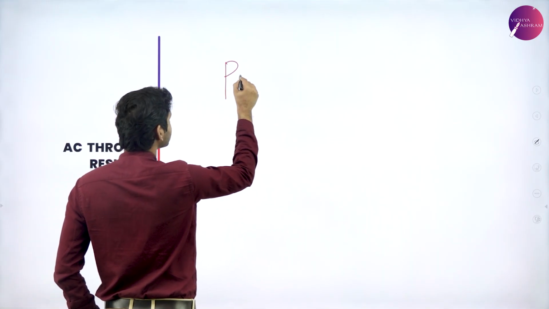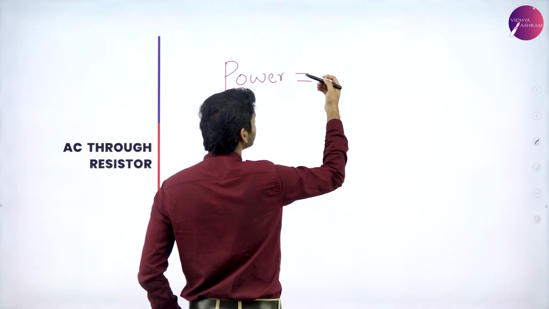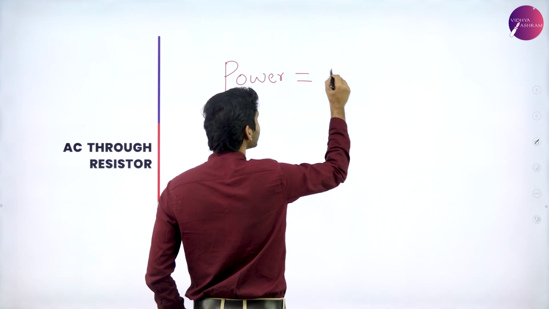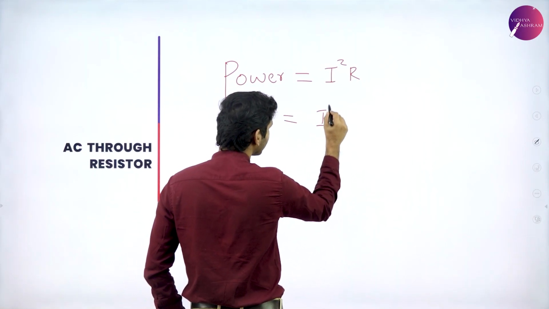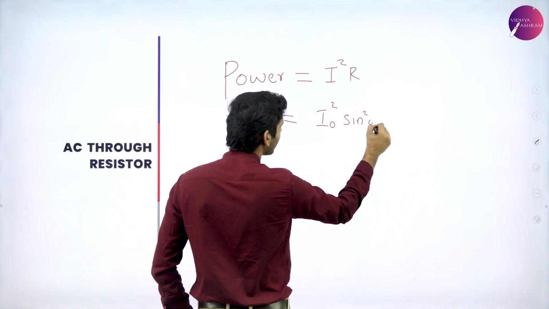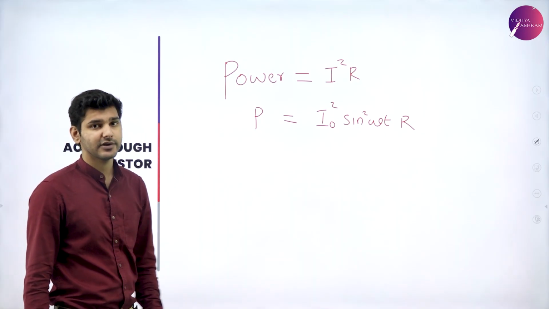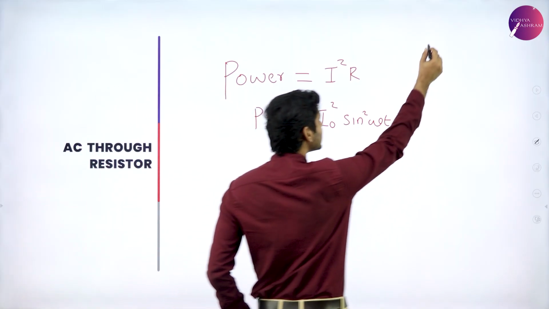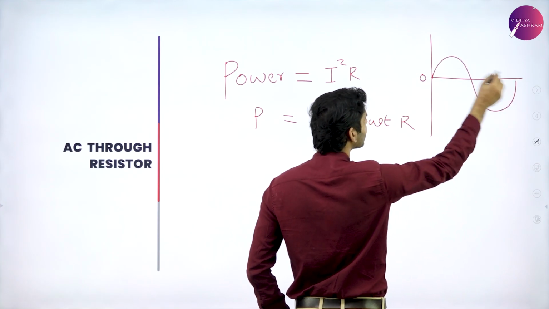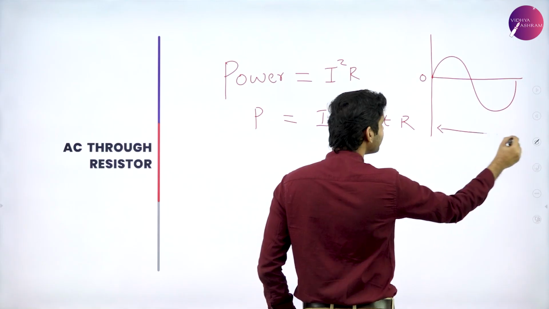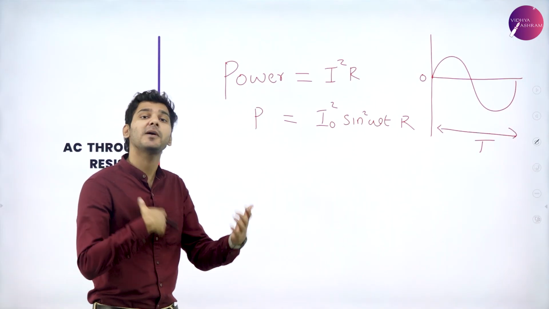So we know that power for an AC circuit is given by P is equal to I square R, which can be written as P is equal to I naught square sine square omega t into R. Now, this is for just one point. We have to consider that alternating current is actually a wave. It is a wave function which travels throughout like this. So if I take the time period to be T, that is, in T amount of time, how much power will be consumed?